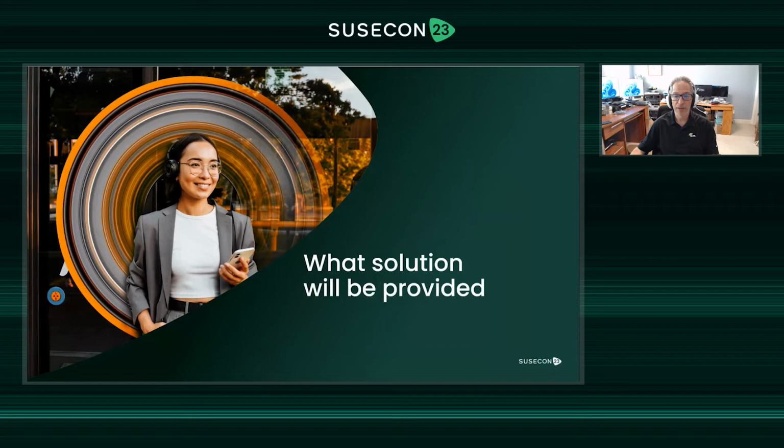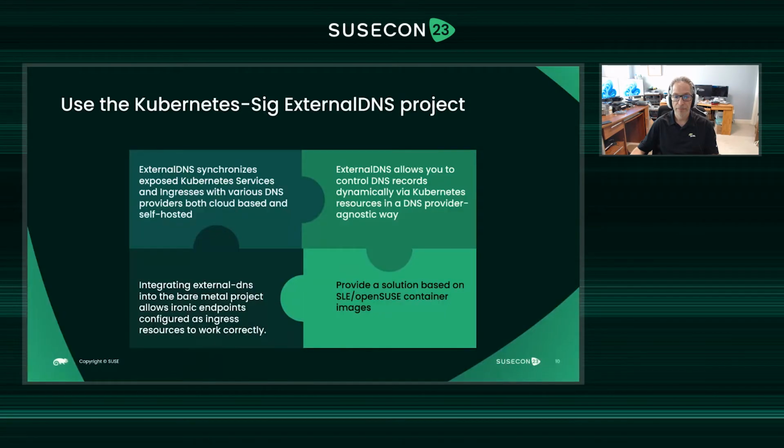What solution will be provided? The initial prototype of the Rancher Bare Metal project was designed using external DNS. External DNS provides the ability to synchronize exposed Kubernetes services and Ingresses with a customer's DNS provider. The initial design of the bare metal prototype used an Alpine image to run external DNS. It was configured to integrate with Cloudflare as its DNS provider. The goal of this project was to convert this prototype to a solution based on SLE containers and use a local database option.